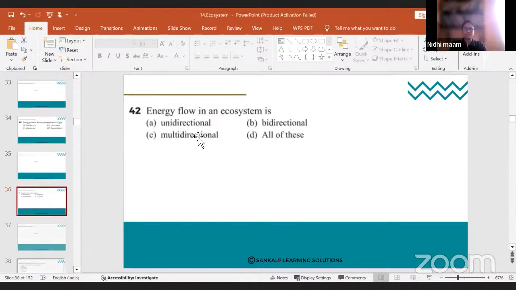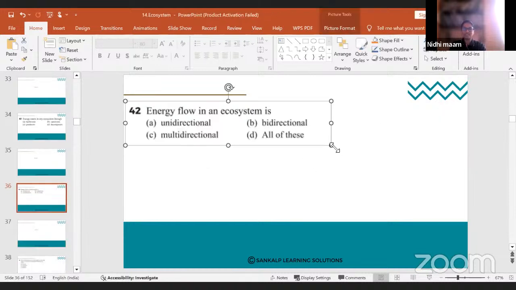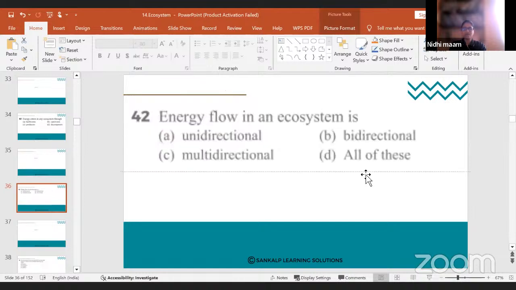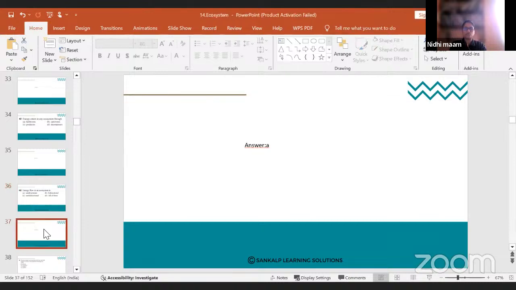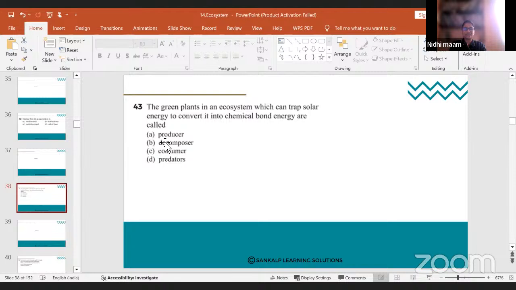So the next question is: energy flow in an ecosystem is unidirectional, bidirectional, multidirectional, all of these. Ramya S, Dhanush HJ, Kavya H, Shabina Sheikh, Ganesh Kumar Pujari is active on YouTube. Then Aishu, Pavitra, Swati MS. So most of them voted as option A. Sindhu, Sushmita, Shrikant. Yes, good. So most of you voted it as option A. That is, unidirectional is the accurate answer.